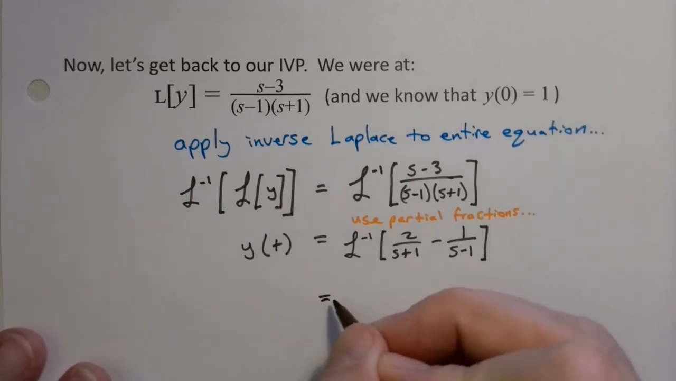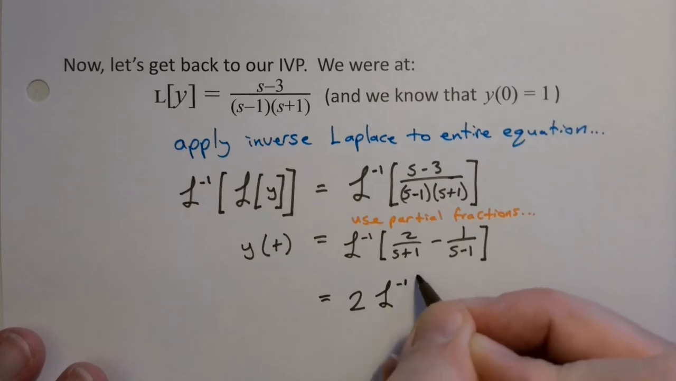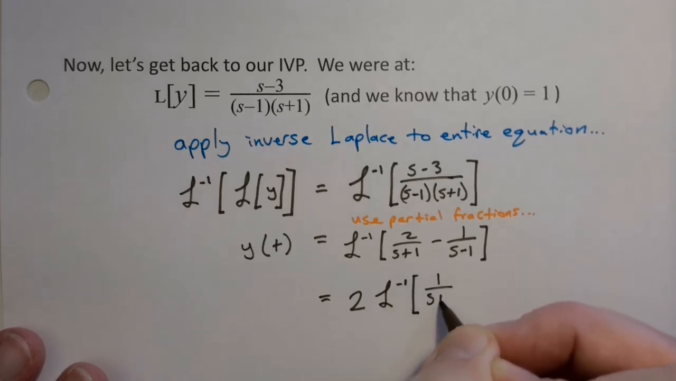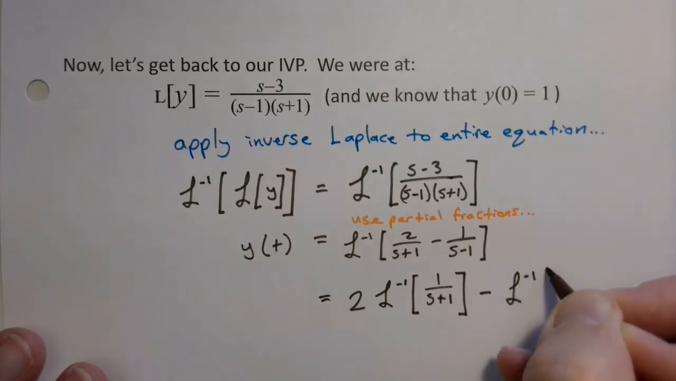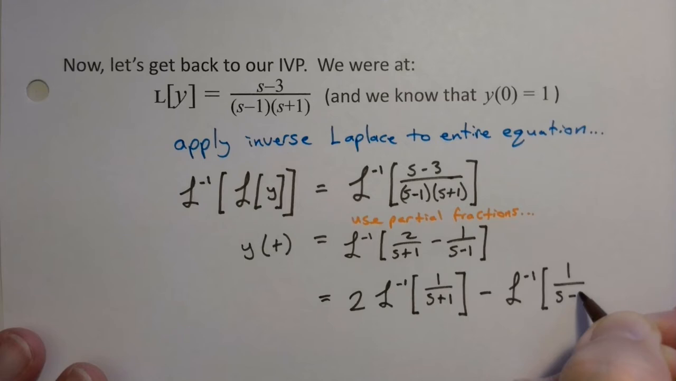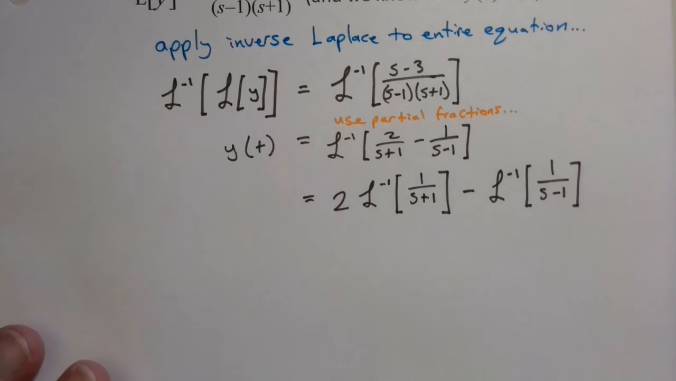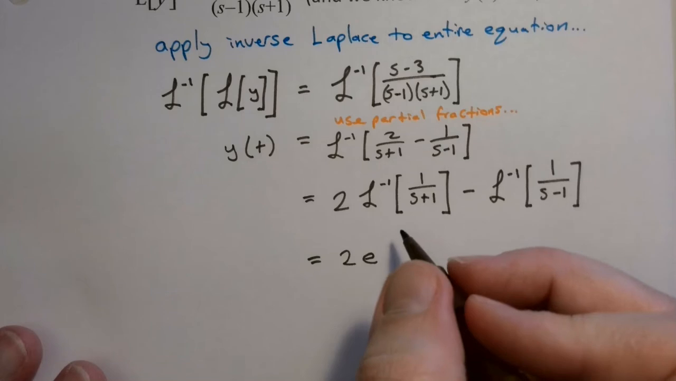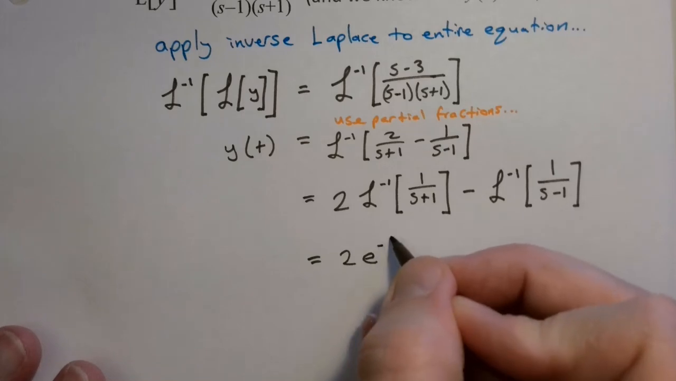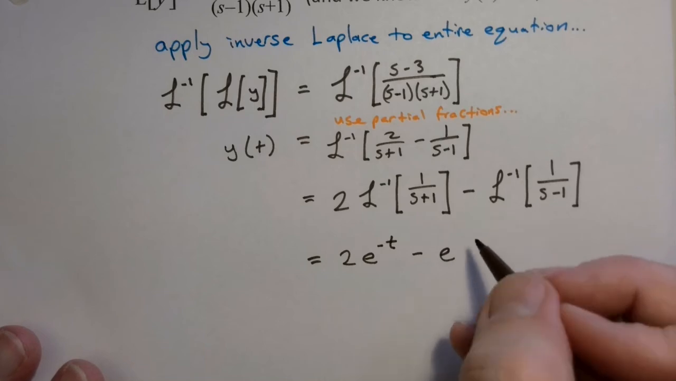So after a little bit of algebraic manipulation, pull out the 2 in front, and we've got the inverse Laplace transform of 1 over s plus 1 minus the inverse Laplace of 1 over s minus 1. And both of those are pretty straightforward right in the table. We can figure that out. That's equal to 2 times e to the power negative t minus e to the power t.